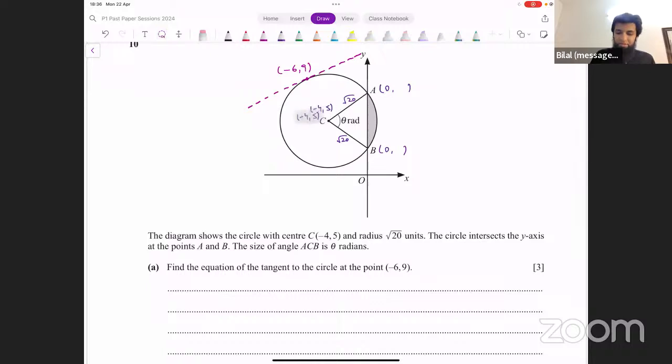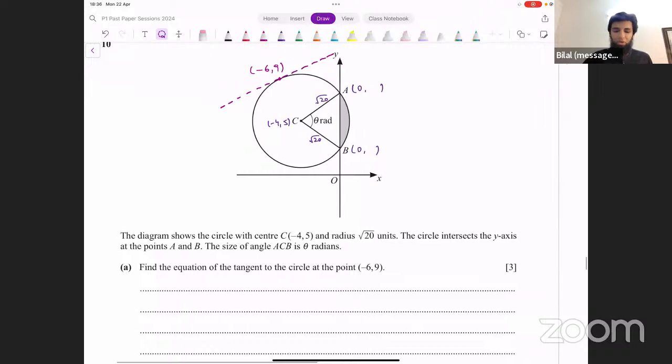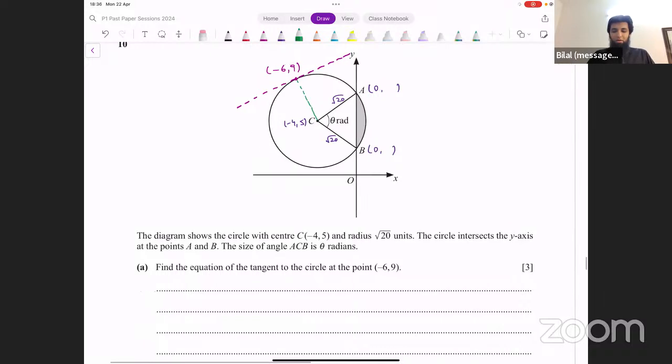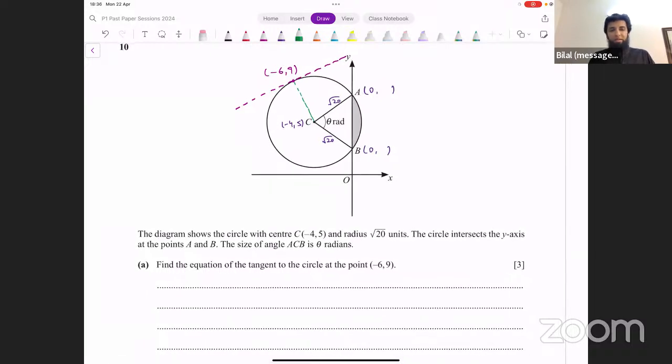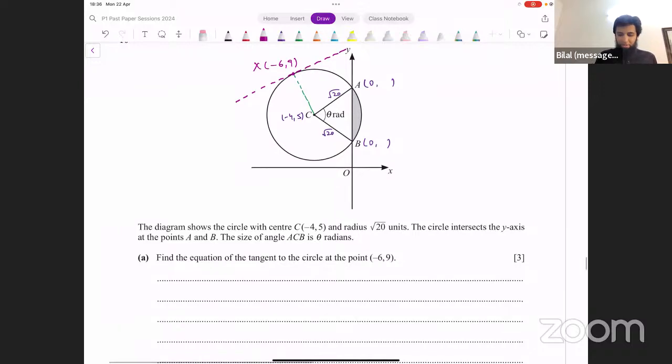How do you find the gradient? You've got the center of the circle. What you can do is make a radius from the center to that point, and that would look like this. This is the radius. Can you find the gradient of this radius? Let's name this point X. Let's find the gradient of CX.